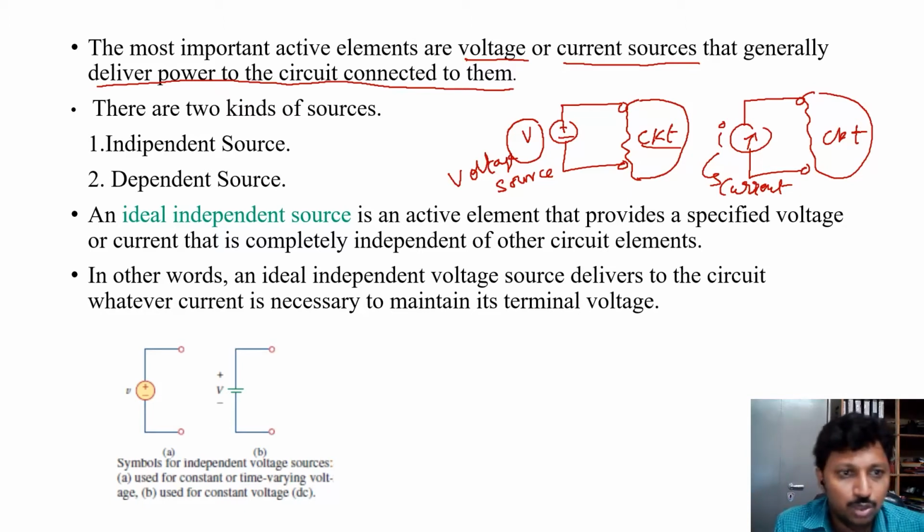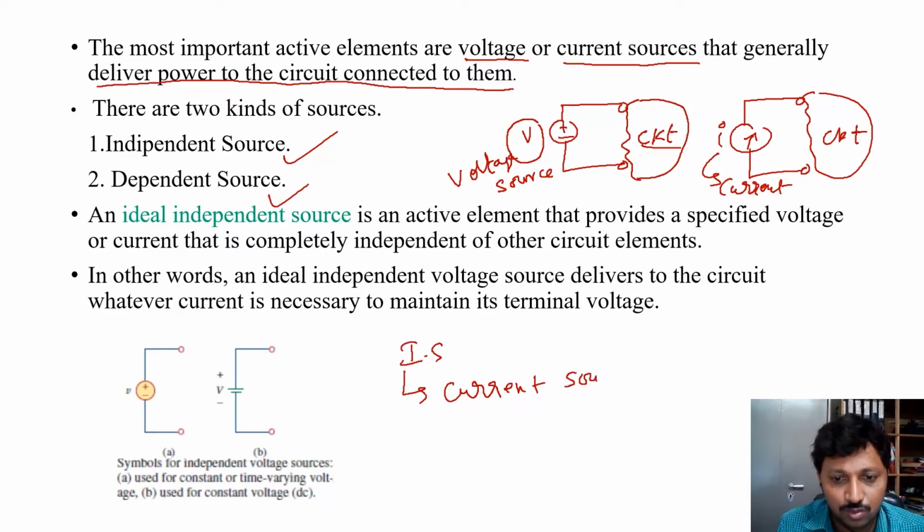Next, there are two types of energy sources. The first one is the independent source and the second one is the dependent source. Again, the independent sources are classified as current source and voltage source.